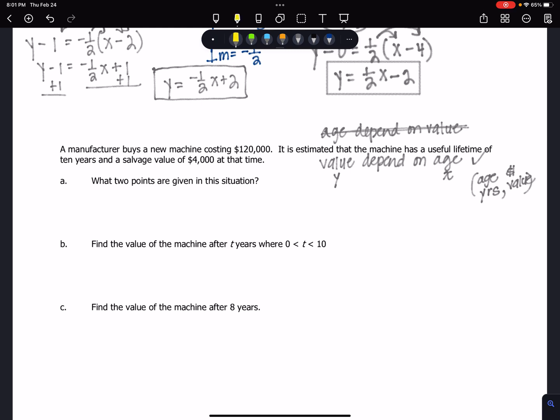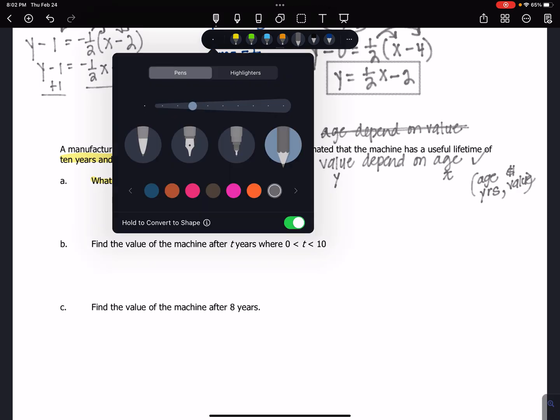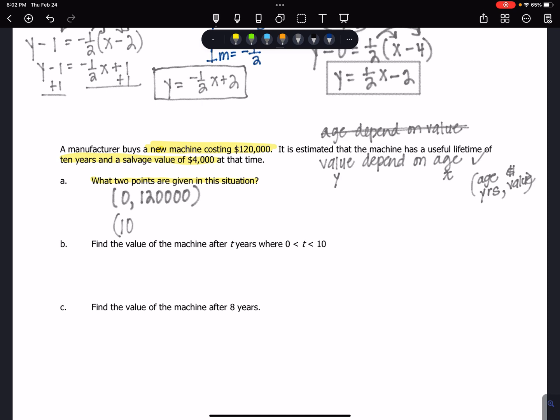Now when it says what 2 points are given in this situation, I can go back to the problem and say a new machine costs $120,000. And after 10 years, it's worth $4,000. So new means its age is 0. And its value is $120,000. Notice how I'm not using commas in my numerical value, $120,000, because it might get mixed up with this comma. So I don't put any commas in my numbers. Okay. The second ordered pair, that's 10 years old, and it's worth $4,000.